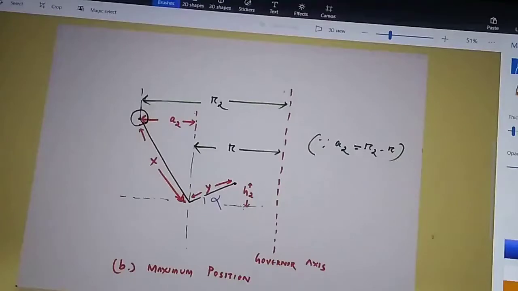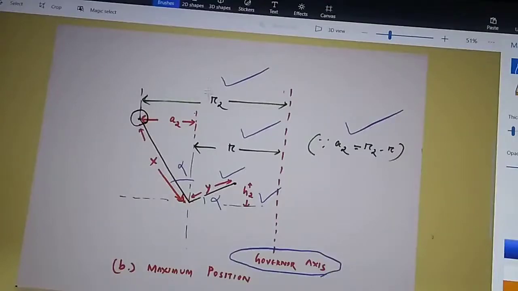If you consider alpha, then this is h2 divided by y is equal to a2 by x, and a2 is nothing but R2, the maximum radius of rotation, minus R. So this is A2. This one is the governor axis. So from the mean position to the governor axis, the position is R. R2 is the radius of rotation of the fly ball at the maximum position. So A2 you will get R2 minus R1.